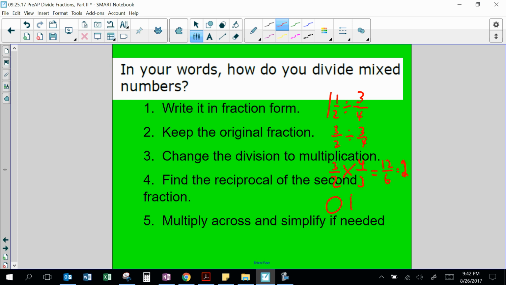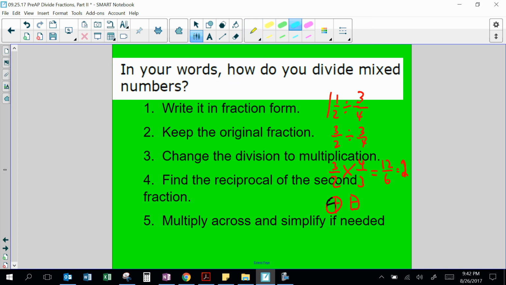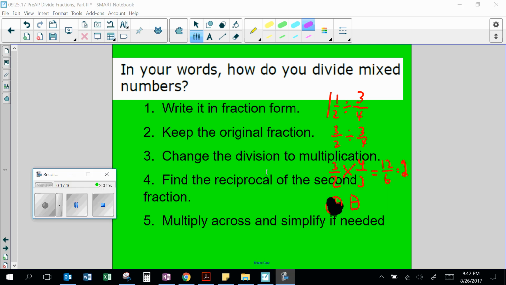You have 1.5. Divide these into fourths. How many groups of 3/4 do you see in 1 1/2? Using my highlighter, I see 1 group, 2 groups. And that's how you divide fractions.